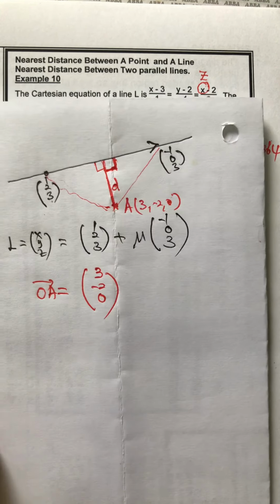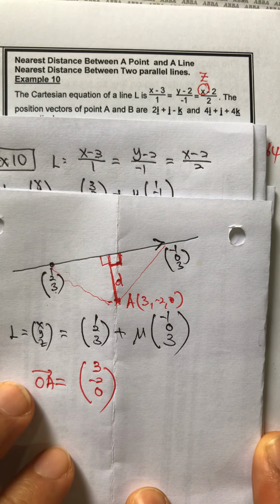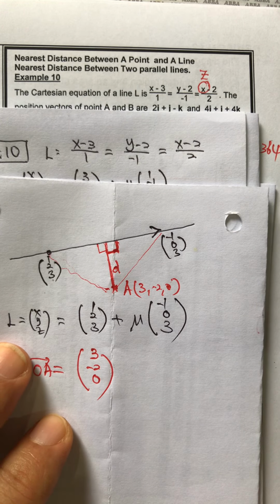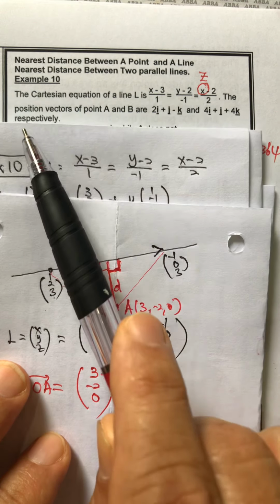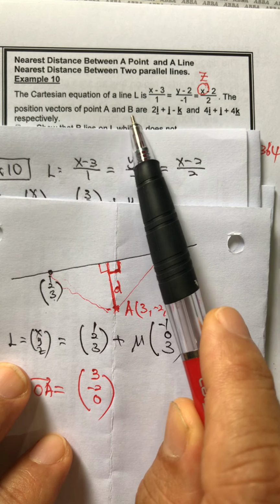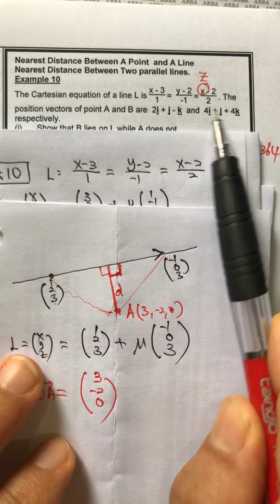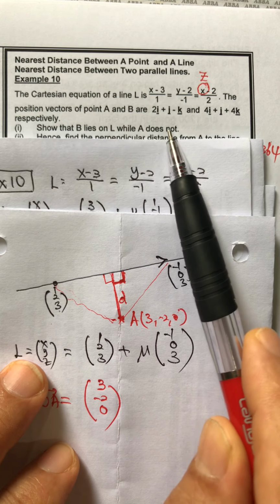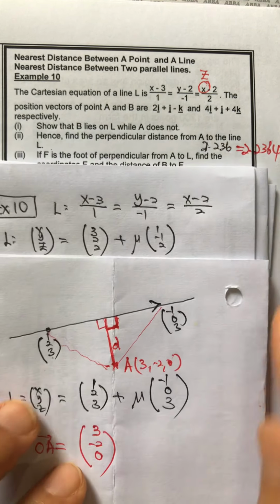Okay, so I show you example 10. We look at example 10. The Cartesian equation of a line L is given as this. This is Z, typing error. The position vector of points A and B are given as this, OA and OB. So we are going to show that B lies on L while A does not.